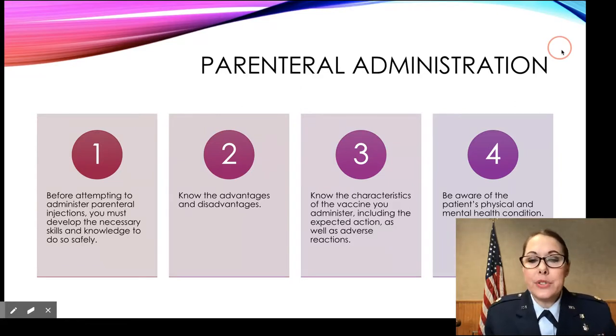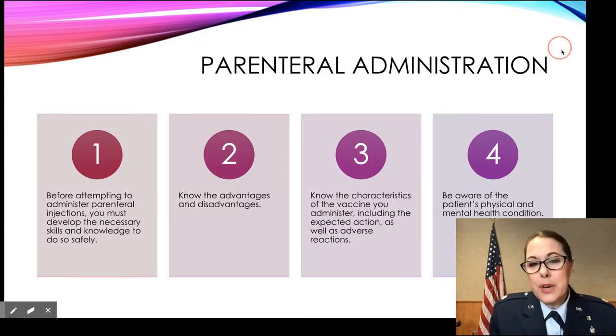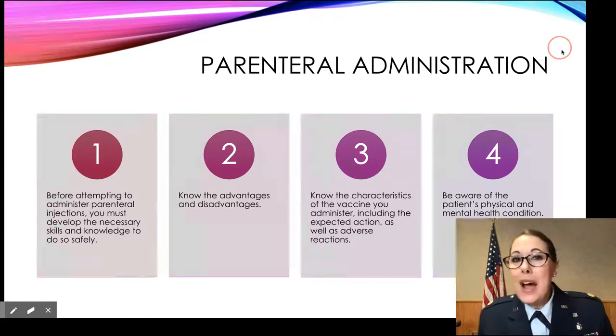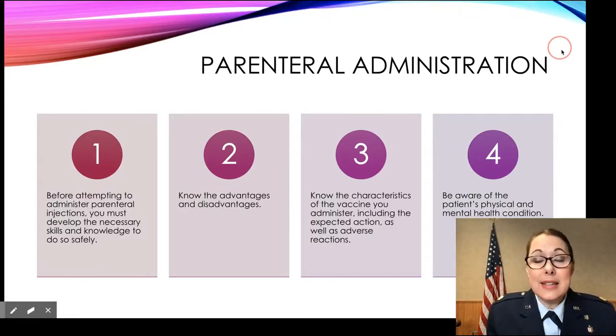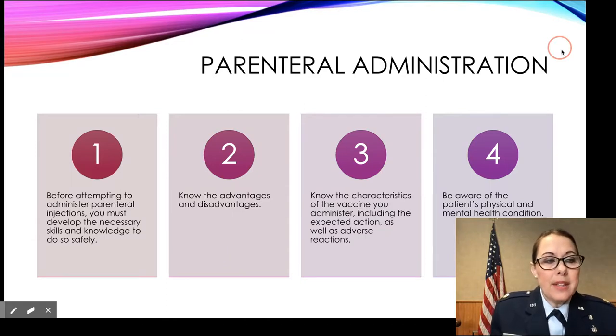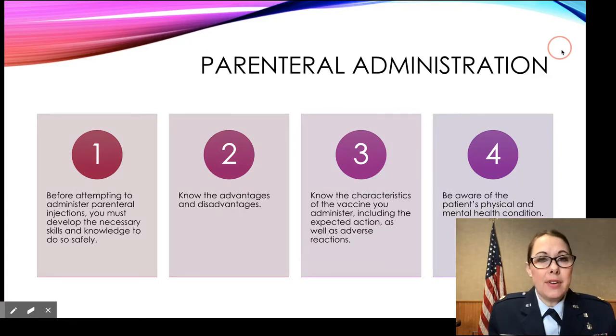So you want to also know the advantages and disadvantages. You want to be able to educate the patients. You want to be able to talk to them about what is important, why we're doing parenteral administration, why it's not the nasal method, why this can't be taken orally. You want to know that mostly everything is absorbed when we do it parenterally this way. Everything is absorbed.